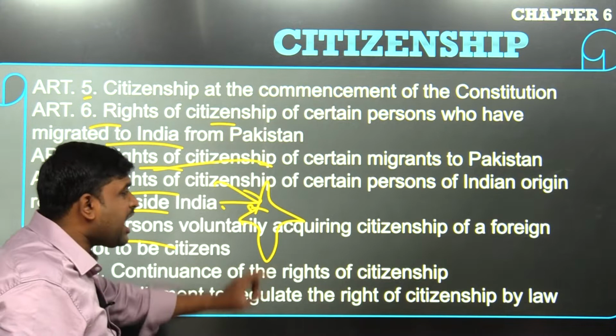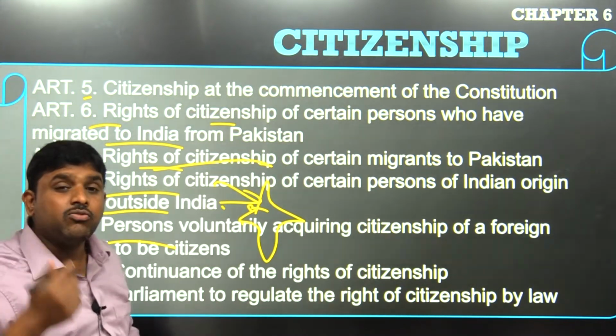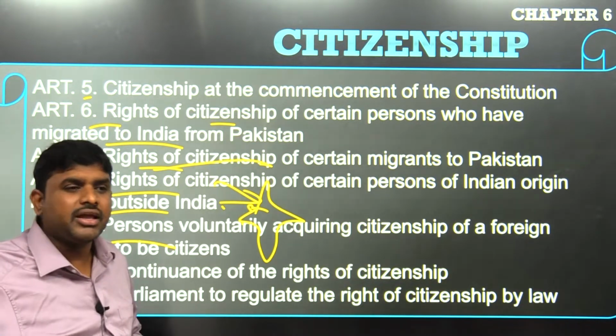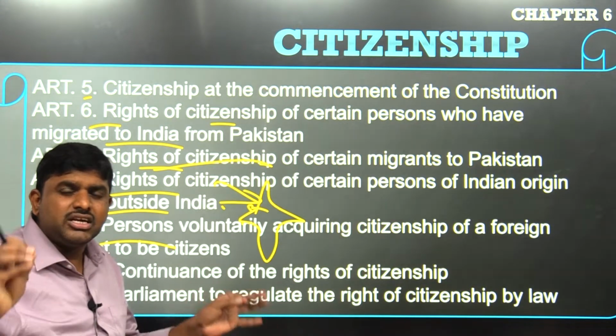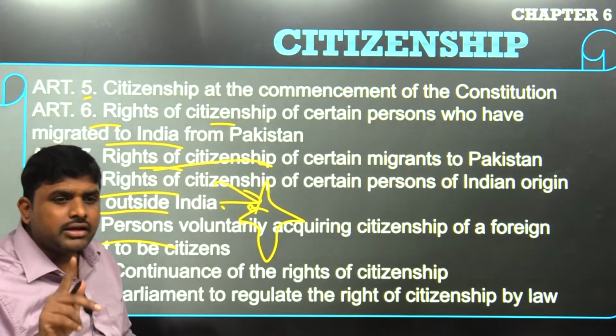Person voluntarily acquiring citizenship of a foreign country. I want a green card in America, then what will happen to my citizenship? If people voluntarily acquire the citizenship of another country, then what will happen is present in which article? Article 9.